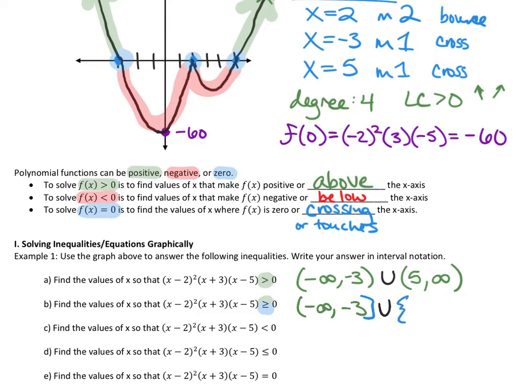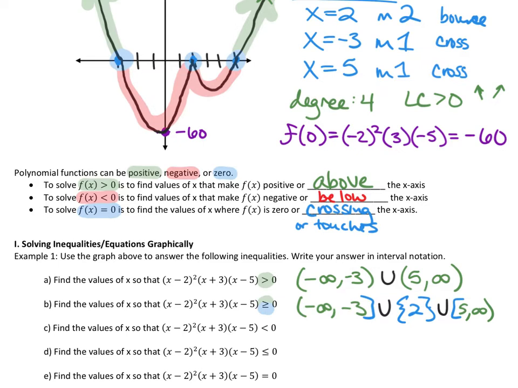and 2 and from 5 to infinity. Whoa. Why? What's happening here?